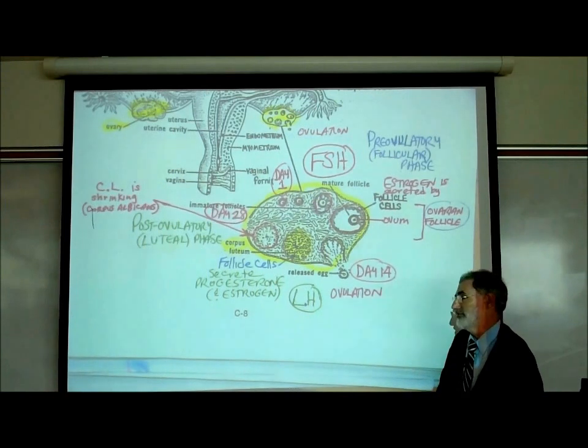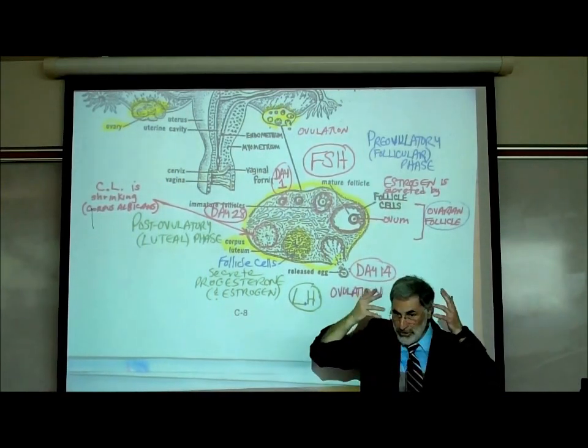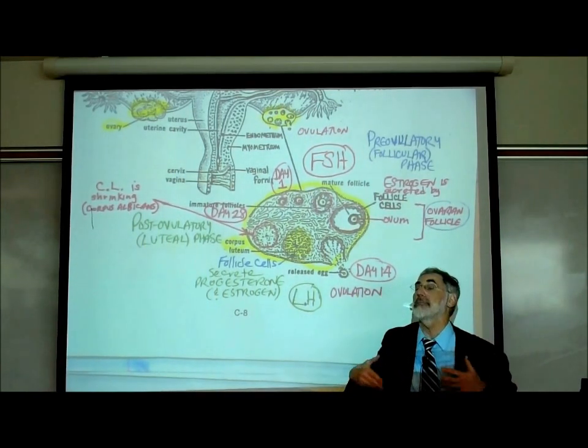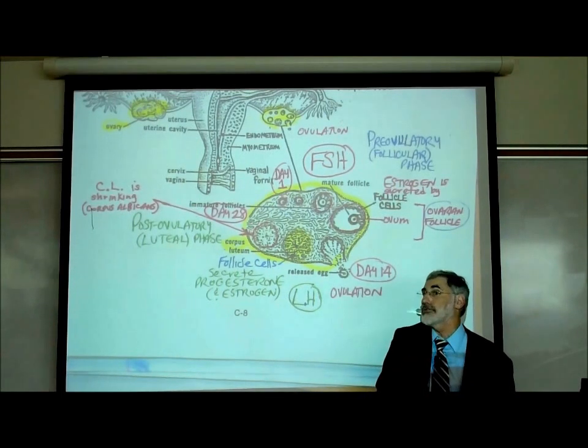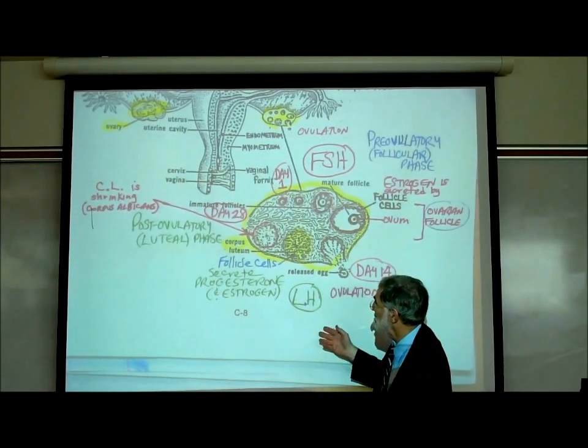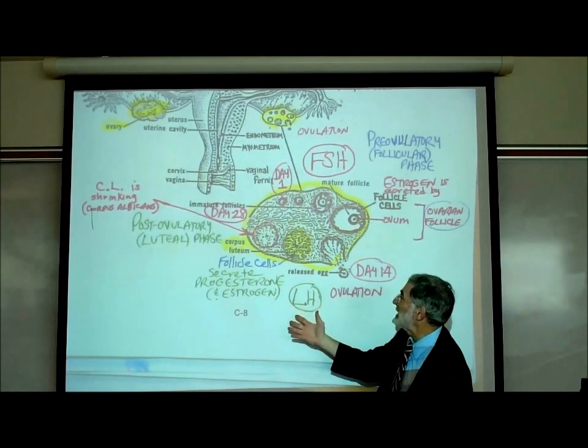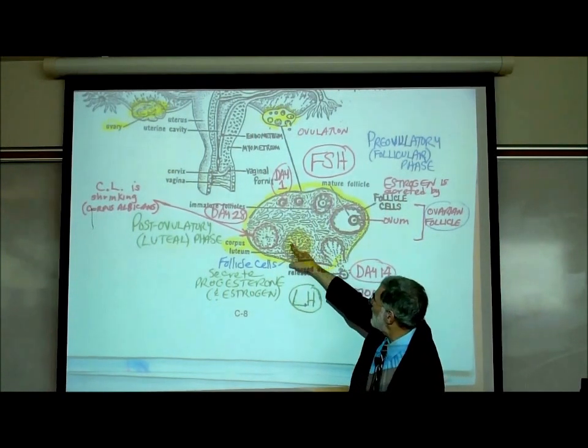That's called ovulation. And this LH from the pituitary gland circulating in the bloodstream now continues to be secreted for 2 more weeks, about 2 weeks, until around day 28. What is it doing now? It's causing the follicle cells.